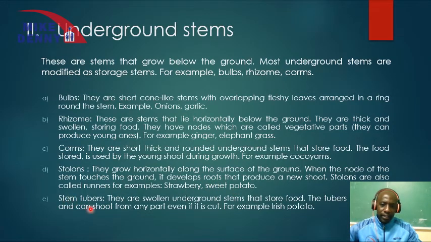Then stem tubers. We say they are swollen underground stems that store food. The tubers, they can also shoot from any part, even if cut. For example, let's look at Irish potato. When you cut Irish potato, you can cut it into two and plant it. You discover that each part will be developing the young one. That's why we're saying that they have adventitious buds. I was indicating the buds. Those areas are buds, and they always develop.